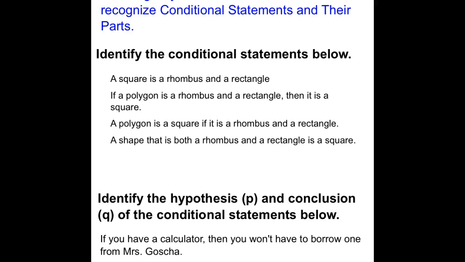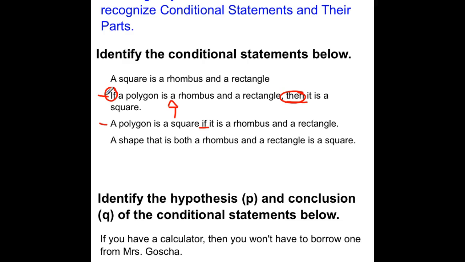All right, what you should have identified was the second statement and the third statement. The reason being, the second statement has if, then, your basic conditional statement. The third statement changes up a little bit. If doesn't happen until halfway through, but that's okay. That just means they reversed the order of their hypothesis and conclusion. A polygon is a square if it is a rhombus and a rectangle. We can rephrase that and say, if a polygon is a rhombus and a rectangle, then it's a square, which is exactly what they set up above. So both of these are going to be your conditional statements.